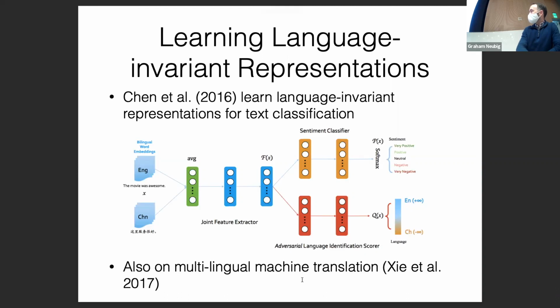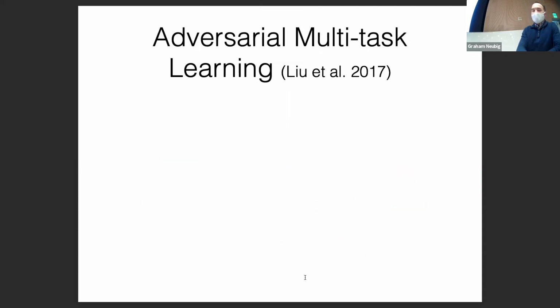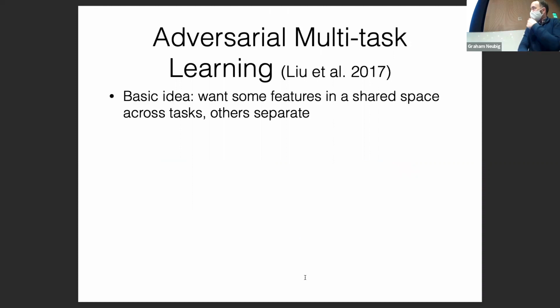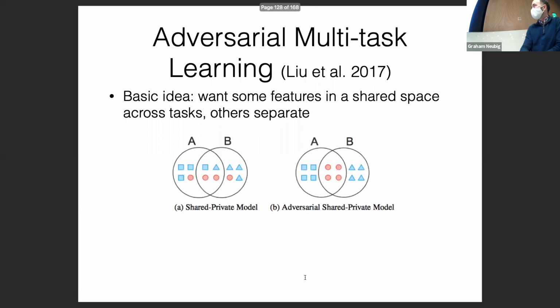Yeah, and this has also been done for other tasks like machine translation, but as I mentioned, it's a little bit less natural. So another thing is adversarial multitask learning. The basic idea is we want some features for tasks to be in a shared space across tasks and others separate. So basically they come up with an adversarial shared private model where you share some of the features and apply an adversarial loss to the shared features. But then you have separate private features that vary task by task.